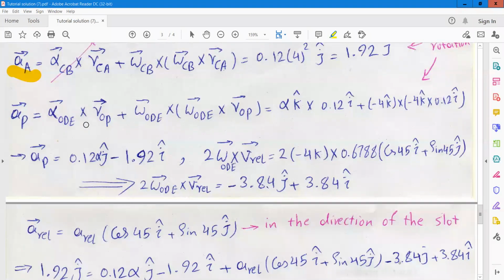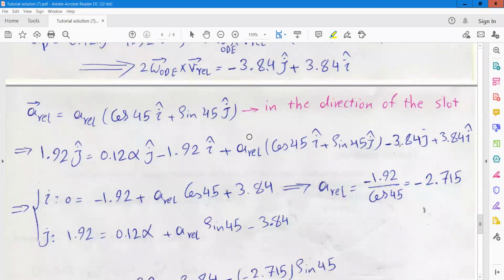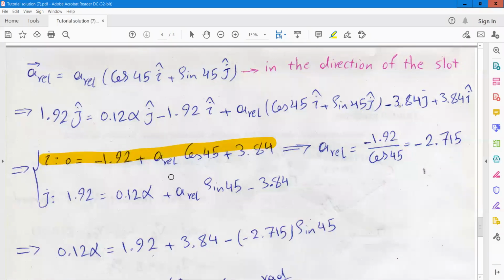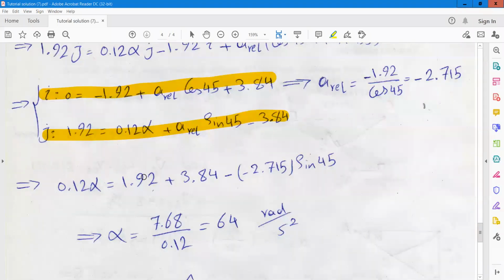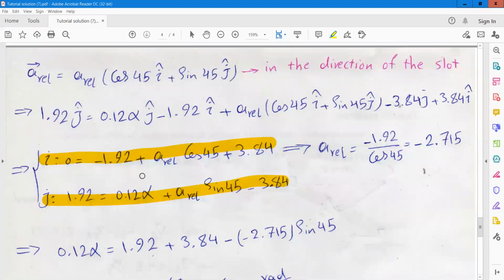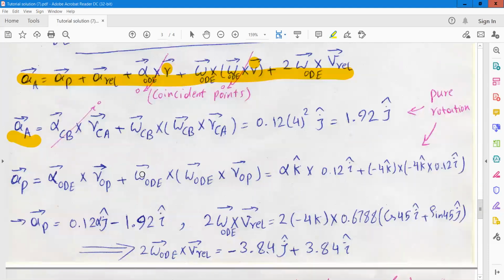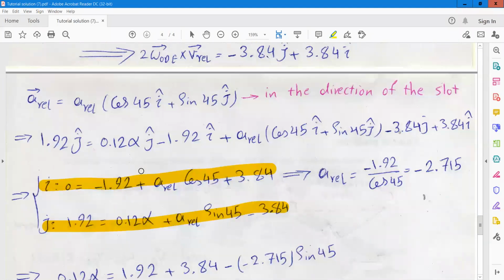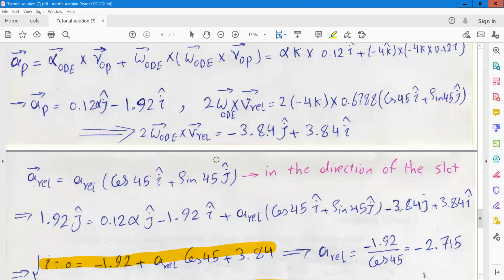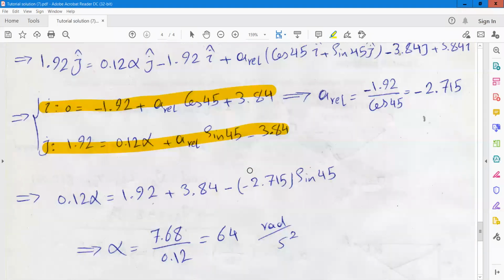So again, we will have two equations, for I and J, with two unknowns. You can substitute and solve for A relative and for alpha, which is the angular acceleration for link ODE. I think you just need to do some calculations and then you can find the result.